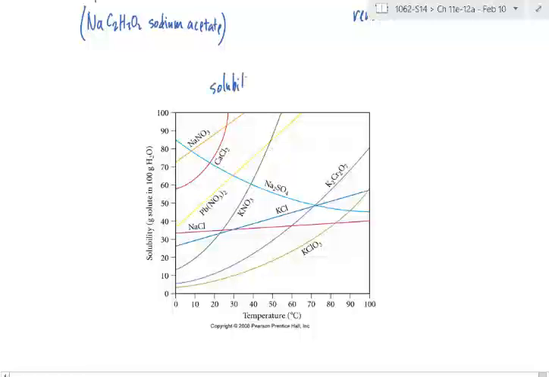And what does that mean when the crystals form? That means essentially that the solution is saturated at that point. It's no longer supersaturated.